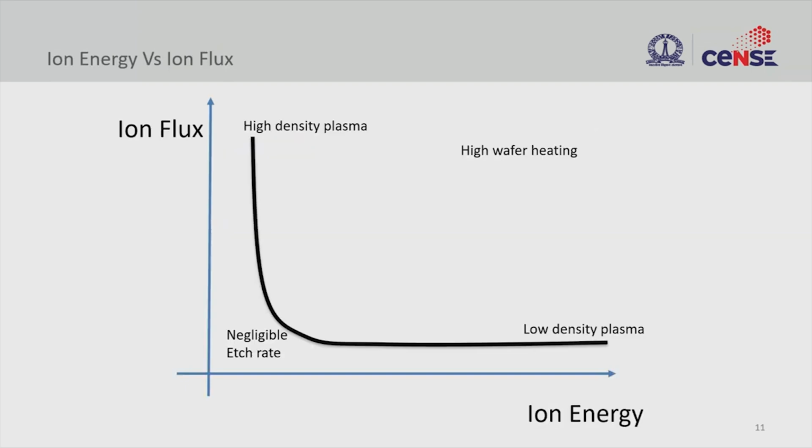And there is an important process relation we should understand, the one we constantly talk about: ion energy and ion flux. We need to control both ion energy and ion flux. So let us see why we need to do that. Let's take ICP as an example.